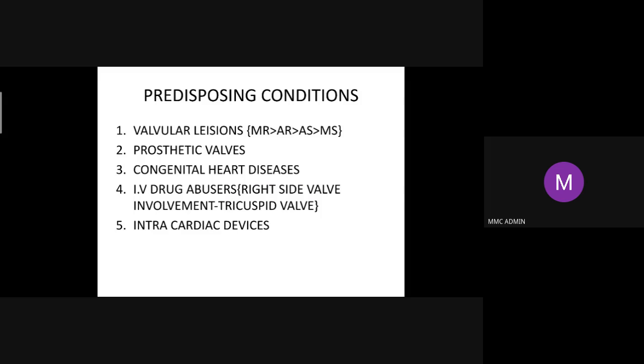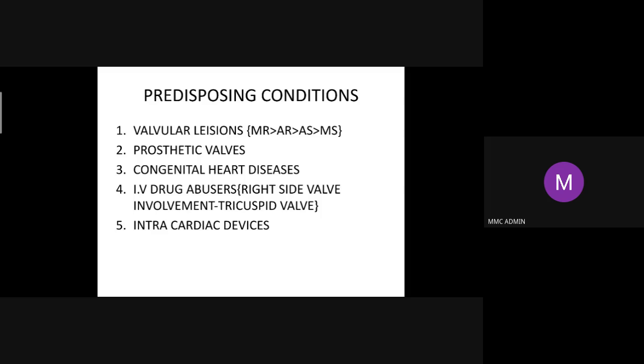Next, what are the predisposing conditions for infective endocarditis? The most common is valvular lesion. Among valvular lesions, the most common is mitral regurgitation, followed by aortic regurgitation, then aortic stenosis, followed by mitral stenosis. This is the order of valvular lesions more prone to infective endocarditis.